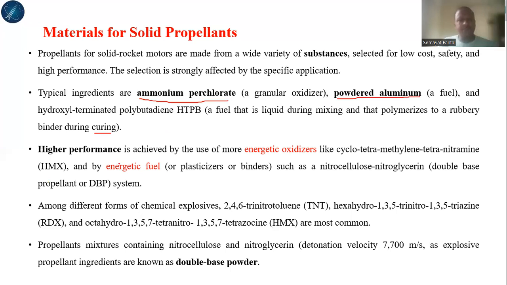In the case of high performance applications, we need an energetic oxidizer like cyclotetramethylene tetranitramine. We call it HMX. And we need energetic fuels; these are sometimes used as plasticizers or binders together. Even binders and plasticizers are considered fuel. They will burn together. So these energetic fuels are like nitrocellulose and nitroglycerin. That is called double-base propellant.